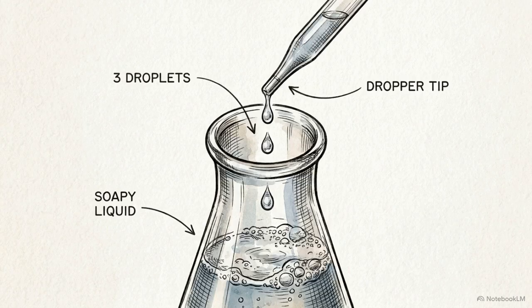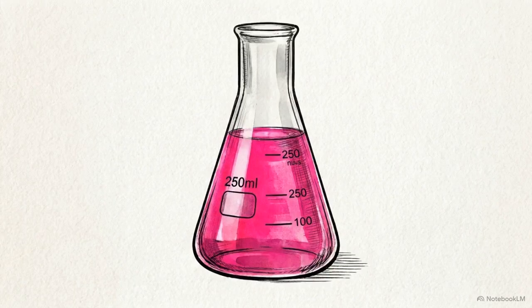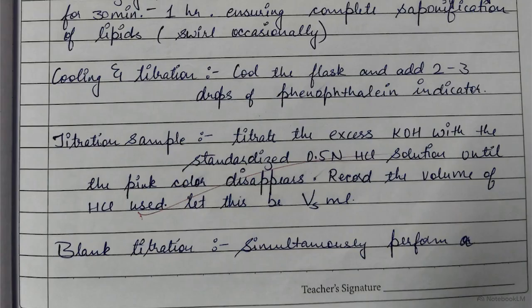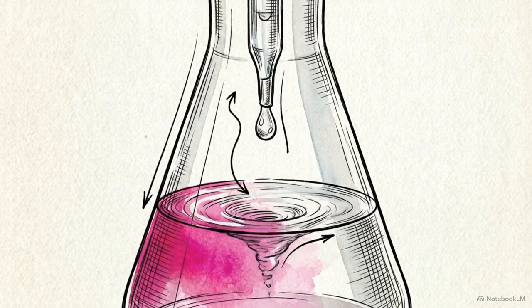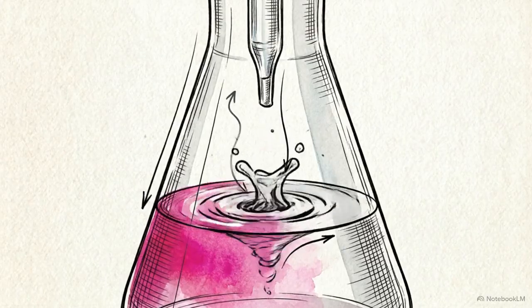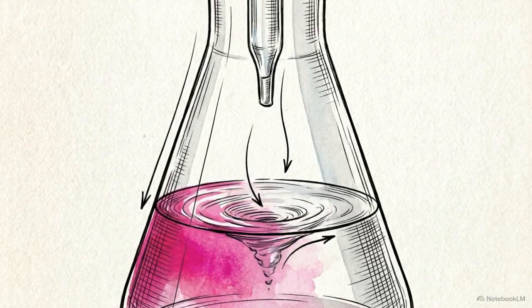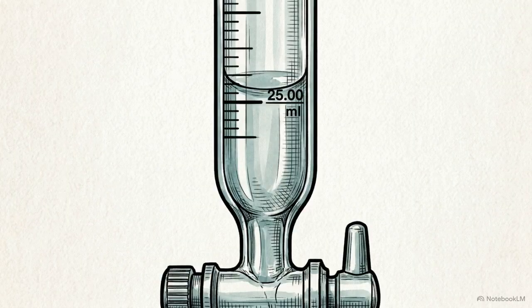Then, add 2 to 3 drops of phenolphthalein indicator. Because the solution is highly alkaline from the leftover KOH, the liquid will turn a dark pink. Here, in the titration instructions, our goal is to neutralize only that excess KOH. We do this by titrating the mixture with a standardized 0.5 normal hydrochloric acid solution. Add acid from the burette drop by drop, swirling continuously. You are looking for the exact endpoint where the solution flashes from pink to clear. Once it turns colorless, read the burette and record the exact volume of acid used.